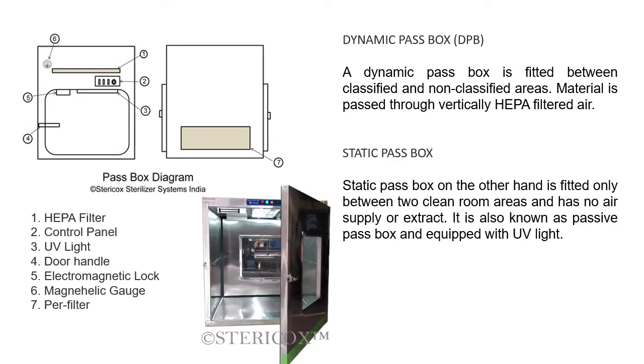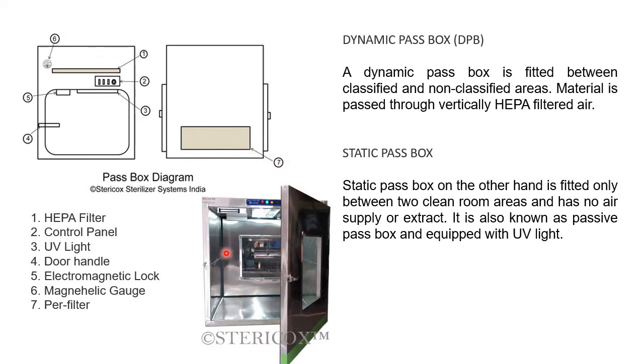Then about the types of pass box. This is the general pass box diagram. You can see here, number 1 is the HEPA filter. Number 2 is the control panel, which controls the opening of the door. Third is the UV light. Fourth is the door handle. Then the electromagnetic lock is the fifth part. The sixth one is the magnetic gauge. And seventh is the pre-filter. So that is the diagram of the pass box.